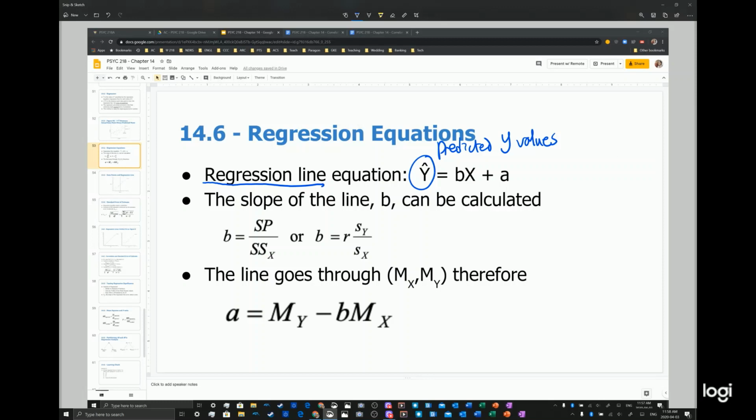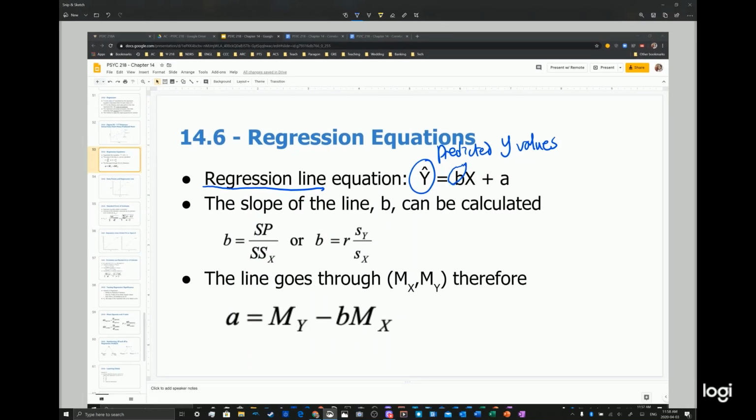You've got your bx plus a. Here is the slope that we talked about before. Your x is your x value, and that's the same for both the predicted y values in the regression line and the actual y values in your data points. And a here is your y-intercept, the y-intercept of the predicted y value, or the y-intercept of the regression line.